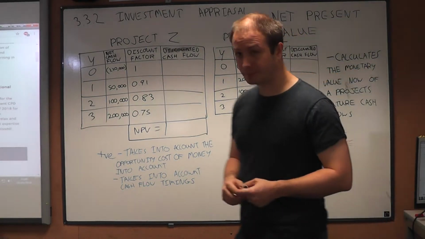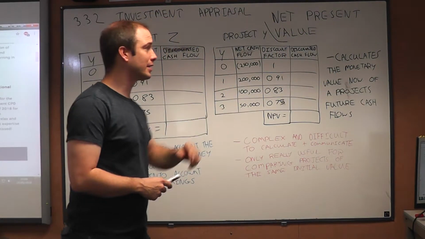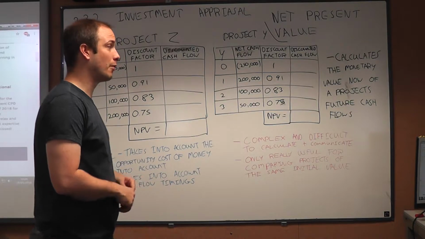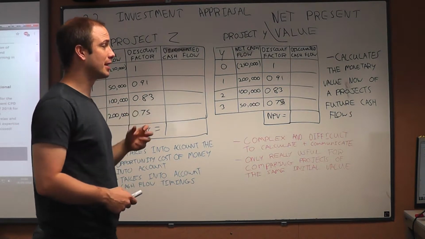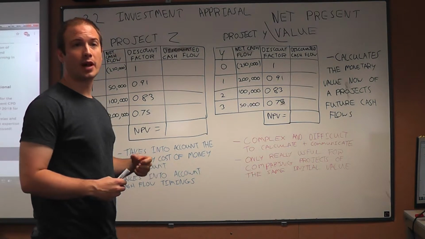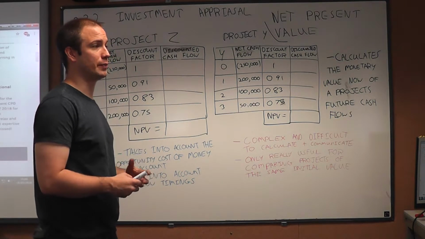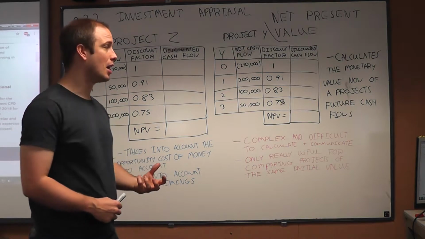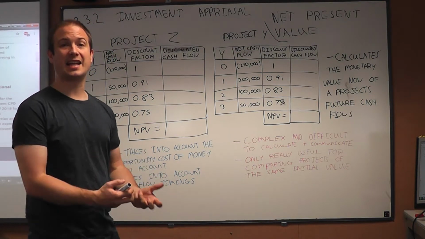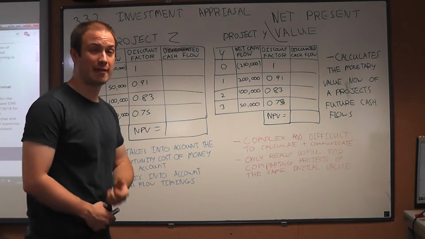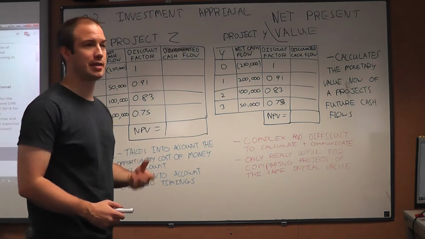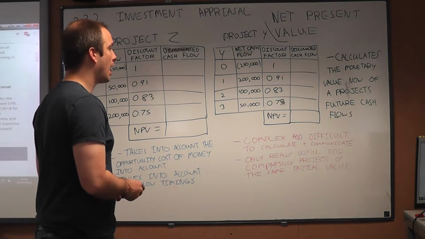To recap, net present value calculates the monetary value now of a project's future cash flows. Bearing in mind that, because of the opportunity cost of putting money in the bank and the interest rate, money in the future is perceived to be worth less than money in the present, future cash flows will lose their value.